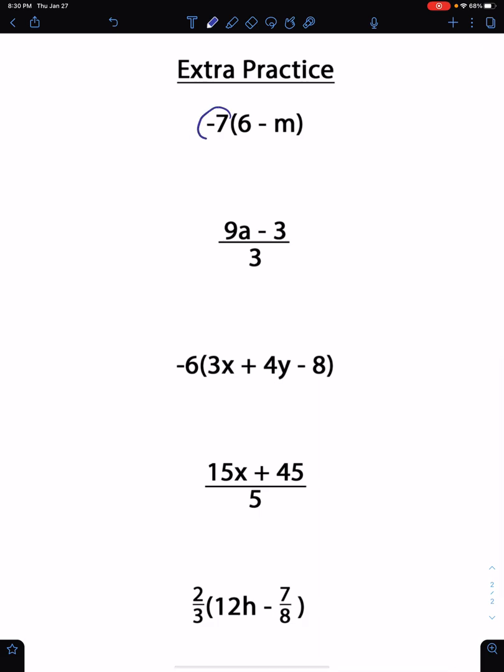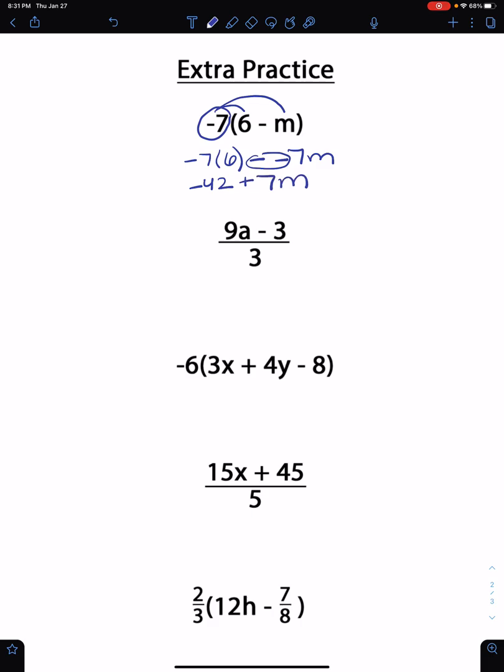So we're just going to distribute this 7 here and multiply it by each thing in the parentheses. So I have negative 7 times 6, and then I have subtracting negative 7 times m. This is a negative 42, and then this double negative becomes adding 7m.